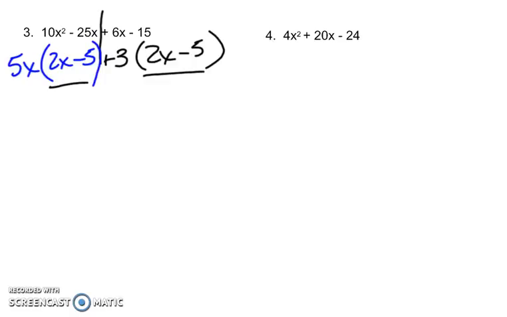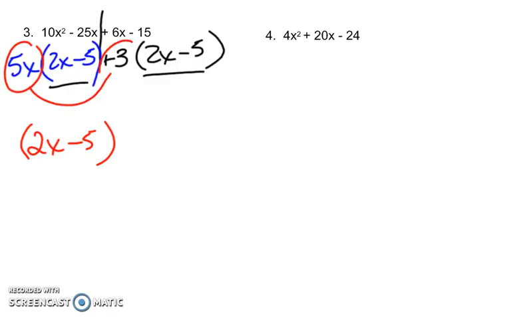So we're going to keep that common factor of 2x minus 5 and bring those outside factors together to make the binomial 5x plus 3. Take a moment to pause the video, try practice problem 4, and press play when you're ready to continue.